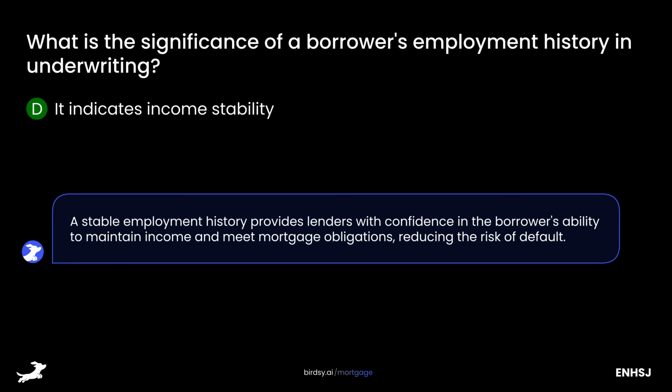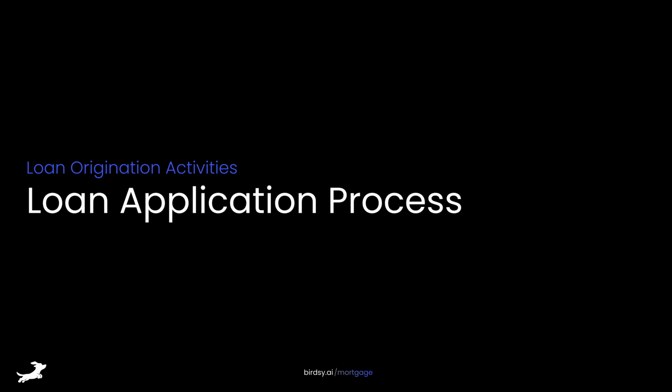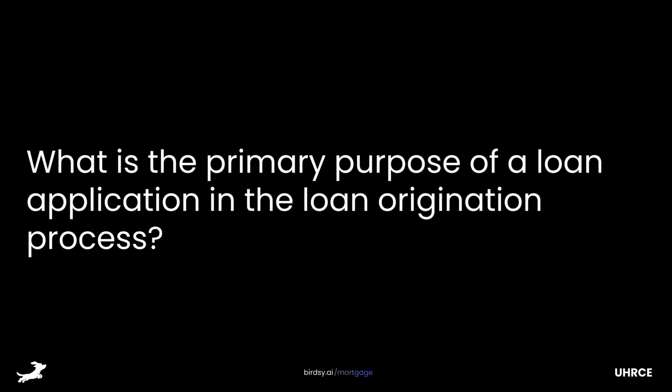A stable employment history provides lenders with confidence in the borrower's ability to maintain income and meet mortgage obligations, reducing the risk of default. Loan origination activities. Loan application process. What is the primary purpose of a loan application in the loan origination process?